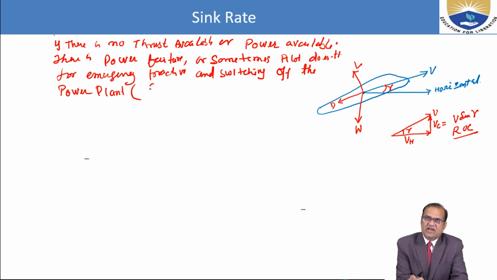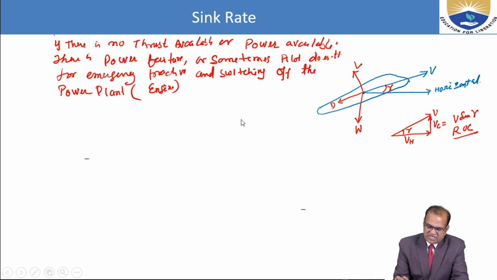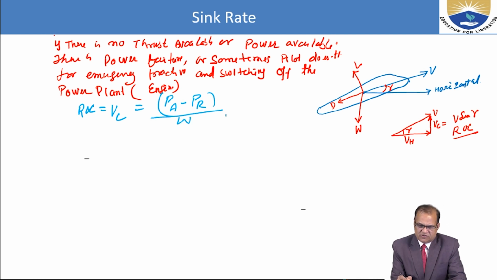That is also another name is engine. So in this there is no thrust. We have seen in our previous lecture that rate of climb, Vc, is equal to Pa, that is power available minus power required, divided by W. This we have seen.